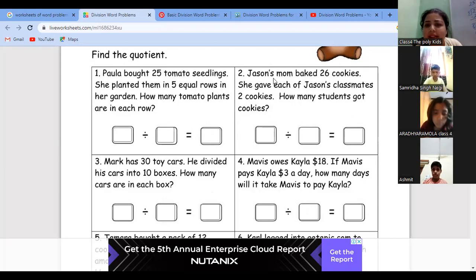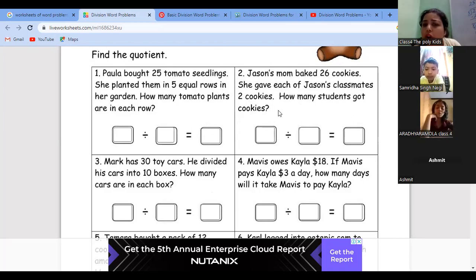The second one is: Jason's mom baked 26 cookies. She gave each of Jason's classmates 2 cookies. How many students got cookies?